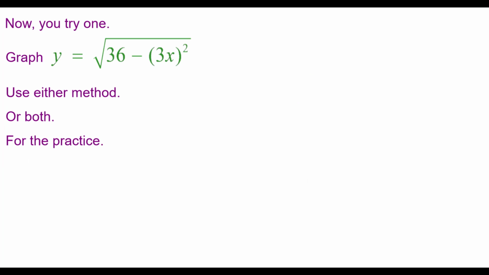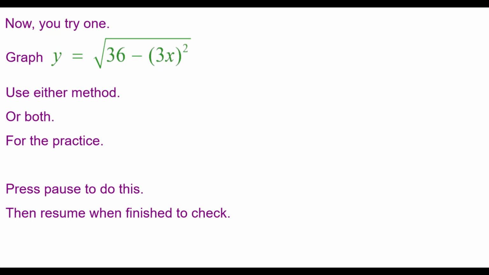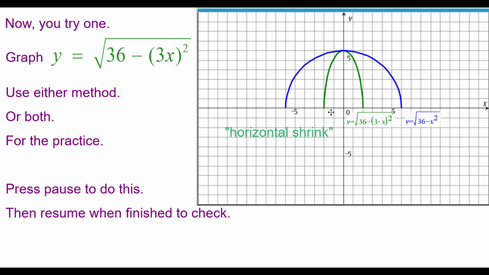Now you try one. Graph y equals the square root of the quantity 36 minus the quantity of 3x squared. Use either method or both for the practice. Press pause to do this and then resume when you're finished to check your answers. And here is our answer right here.